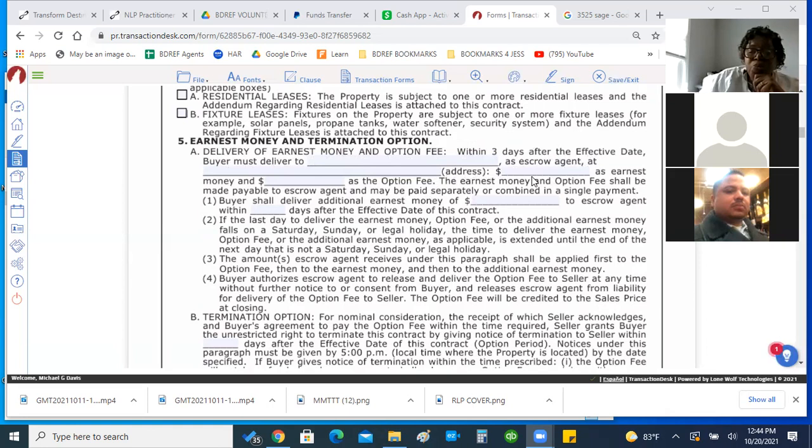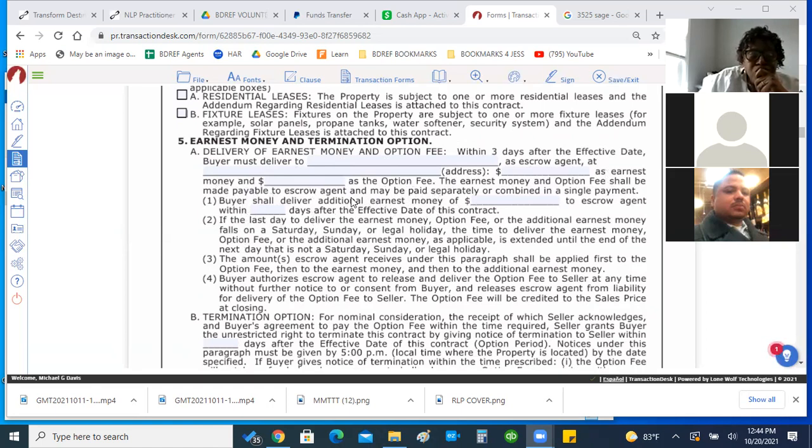And then we will put the amount of earnest money. So say on a $200,000 property, maybe you put $2,000 as earnest money, and say you're doing $200 for option money. So you put both of those here. Both of them are made out to the title company. Both of them are sent to the title company. And then it just lets you know how the buyer can do it.